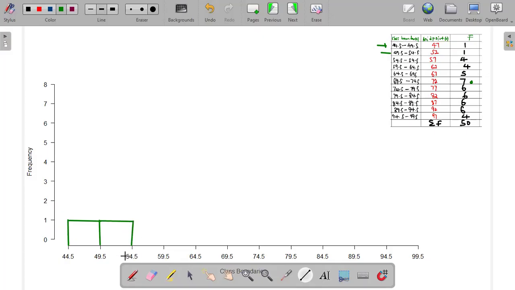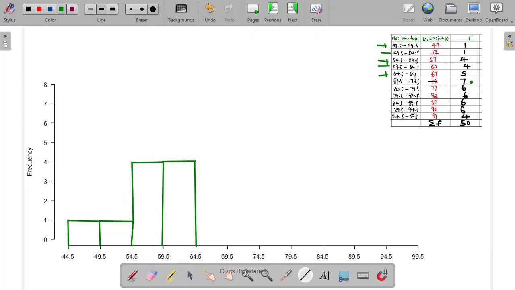Between 54.5 and 59.5, my height is 4. So meaning this has to go up to 4. So 4 is somewhere there. Forgive my drawing if it's not straight, but 4 is somewhere there. Coming down like that. Then the next one again follows 4, so it will be the same thing. Then it comes down.